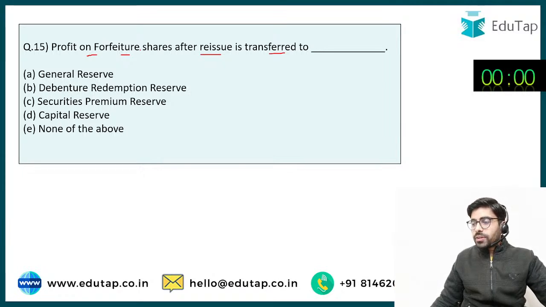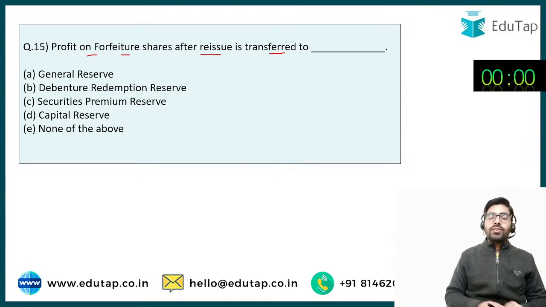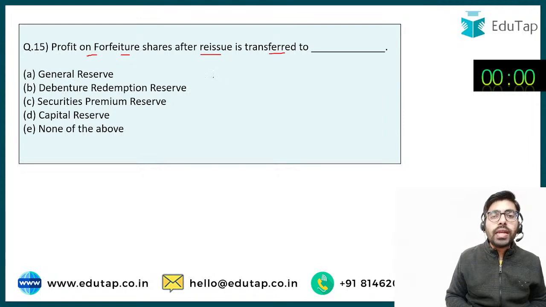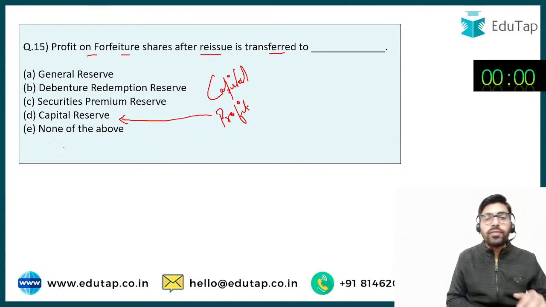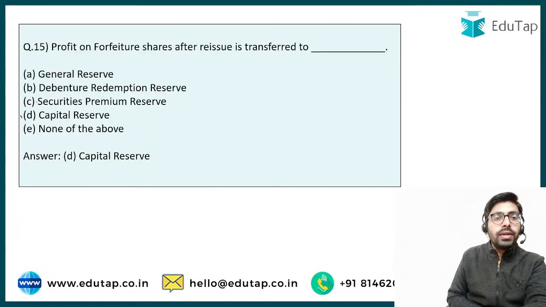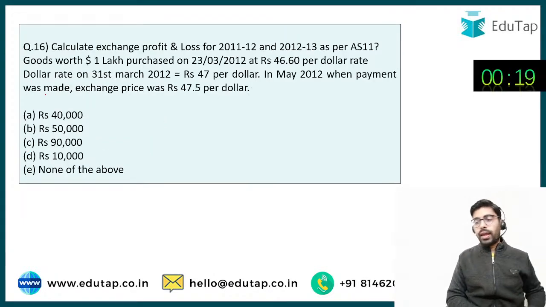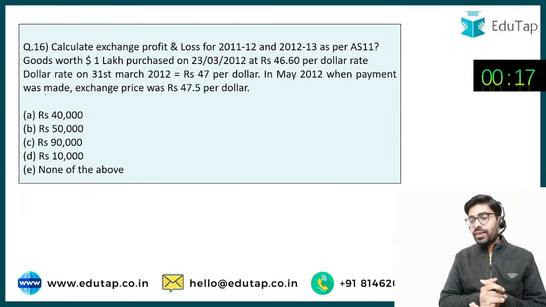All of you are saying option number D. Everyone is saying option number D as the answer. So I already explained to you that this is basically a capital profit. This is not a normal profit. This is not a revenue profit. And these kinds of capital profits are transferred to a separate account, which is your capital reserve account. So answer is option number D. Right. Oh, Vijay is here.